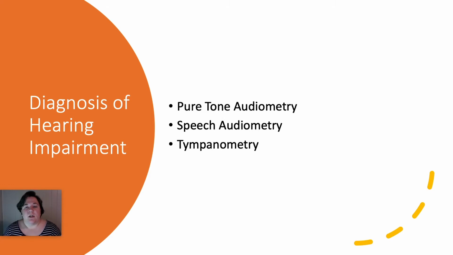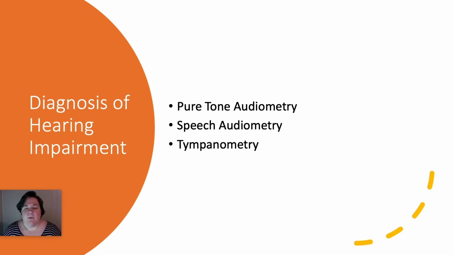With speech audiometry, it's like the pure tone audiometry in that the person being tested goes into a soundproof booth and they put on headphones as well. But rather than a tone or a pitch being sent through the headphone, it's different words at differing levels of volumes. And with this one, the person being tested has to repeat the word back to the audiologist to determine their level of hearing.